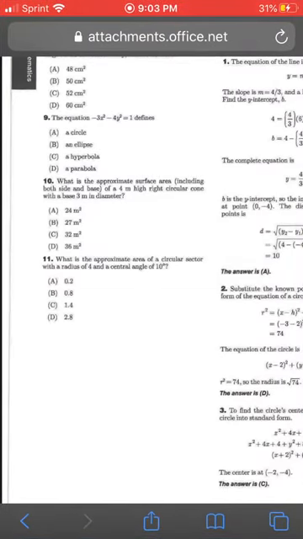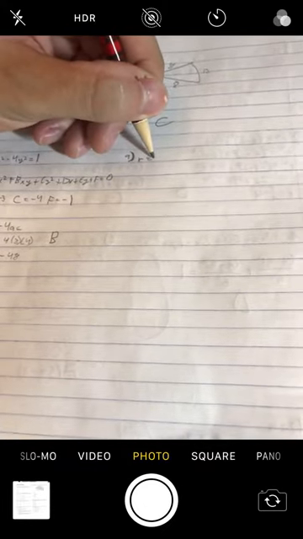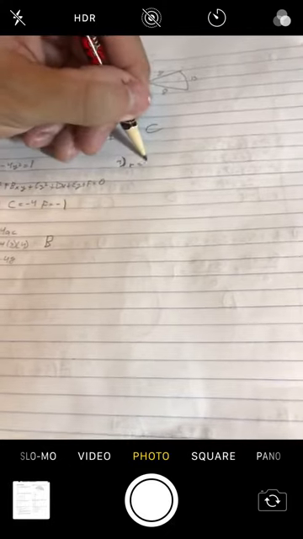All right, 2 more to go. Number 10. What is the approximate surface area, including side and base, of a 4-meter high right circular cone with a base 3 meters in diameter? So our diameter is 3, so the radius is 1.5 and the height is 4.